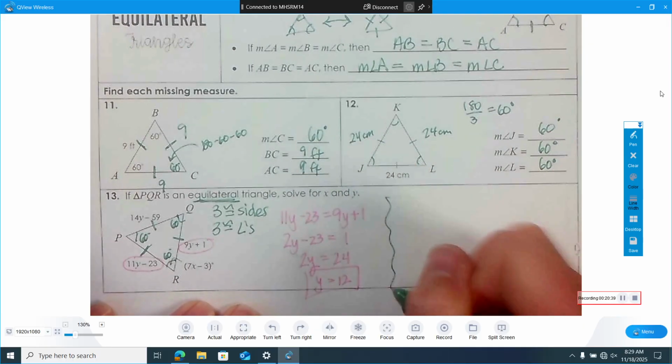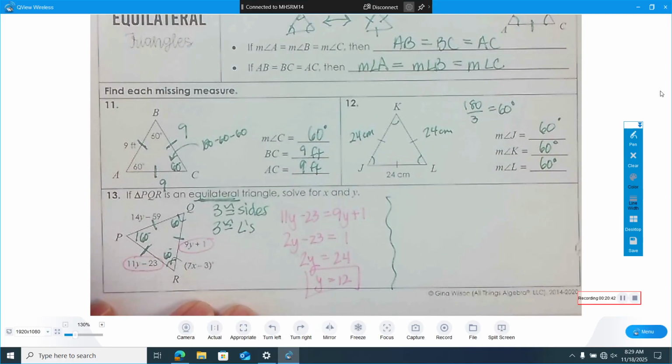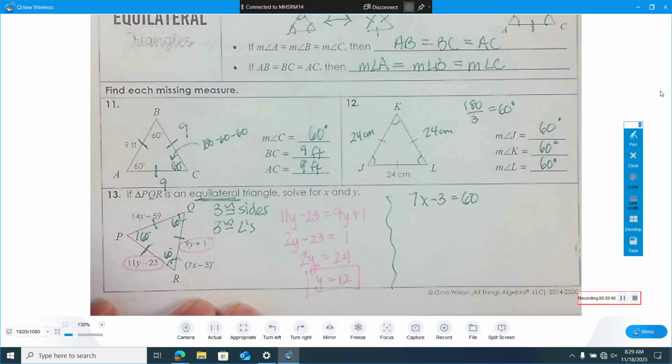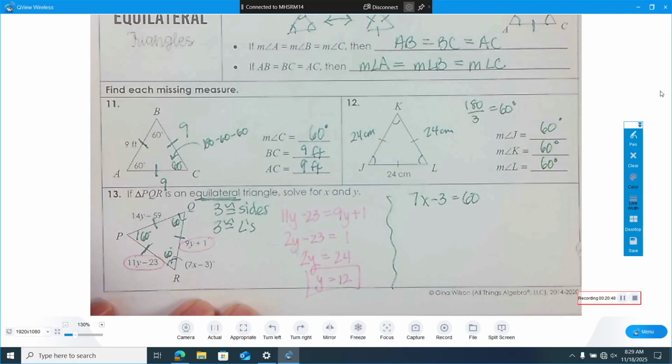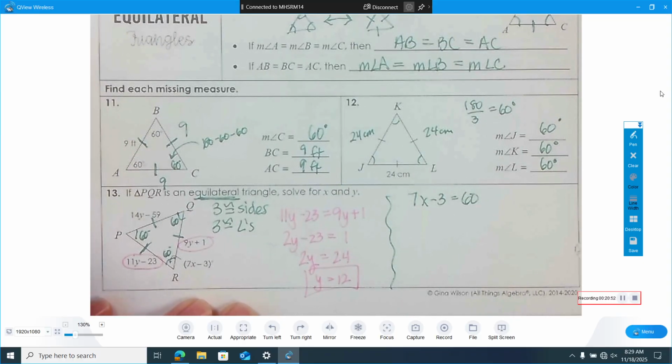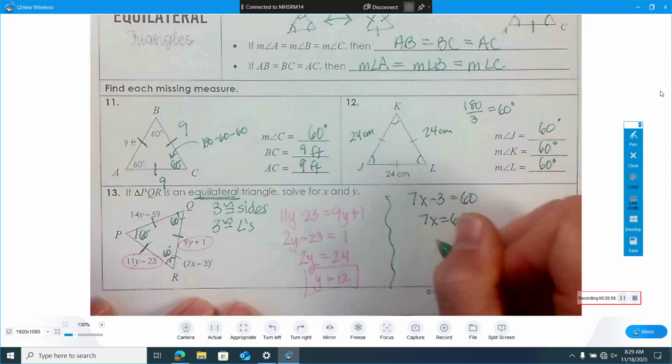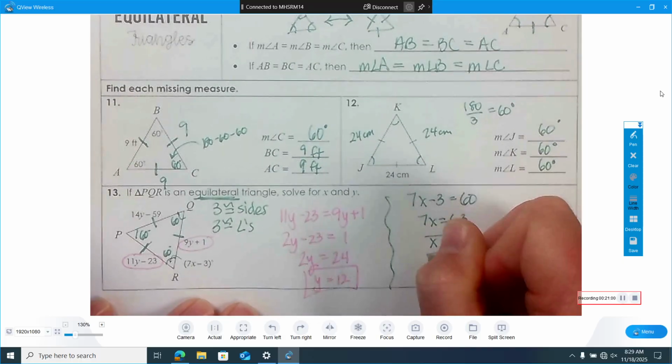So what other equation can we write? 7x minus 3 equals 60. Very good. Because in order to have 3 congruent angles in a triangle, they must all be the same 60 degrees. So 7x minus 3 equals 60. We can add 3 and get 63 and divide by 7 and get 9.